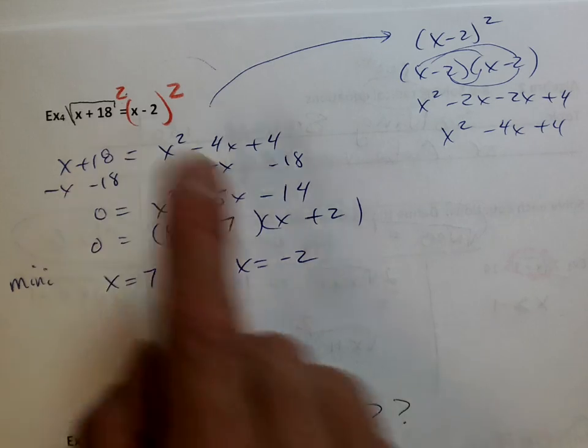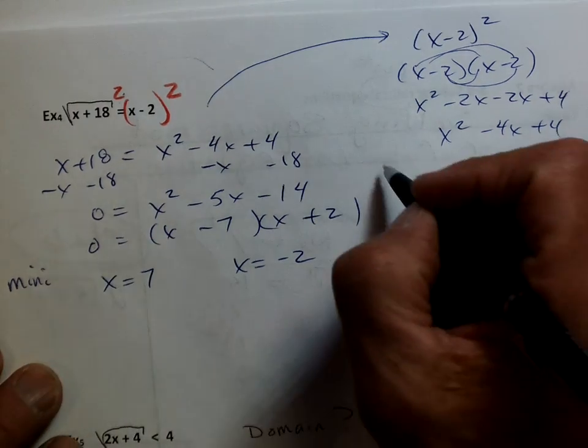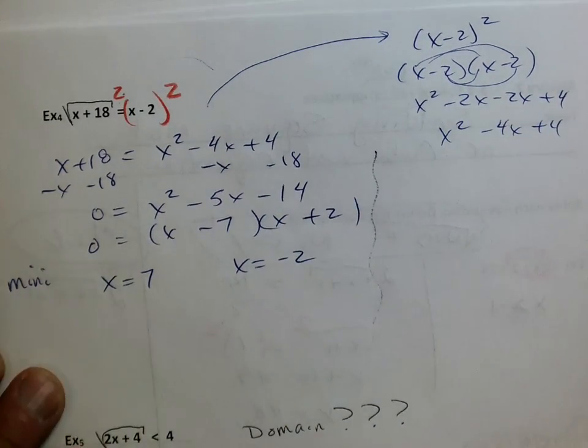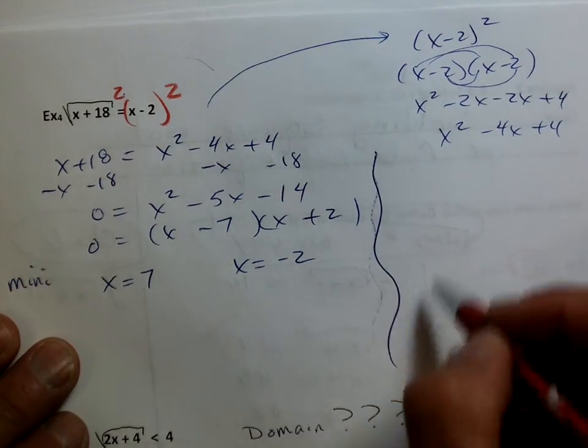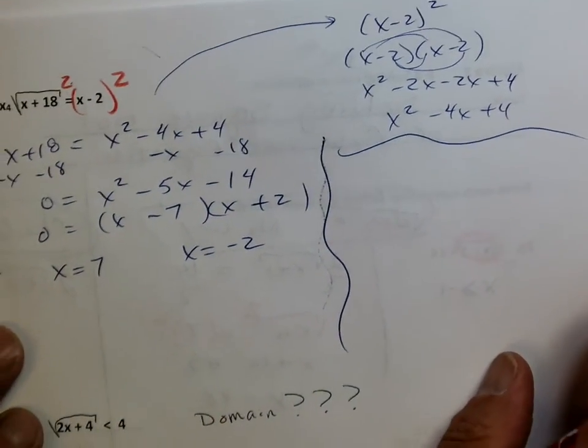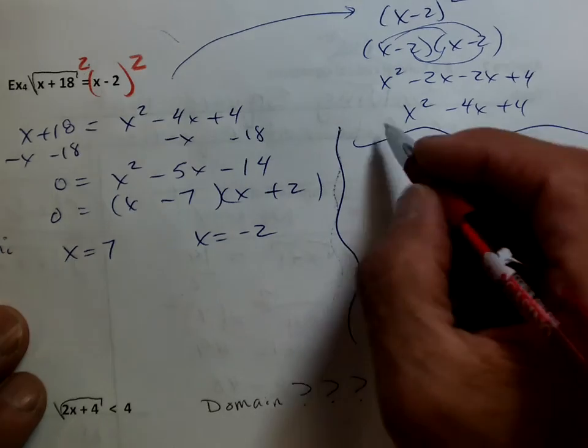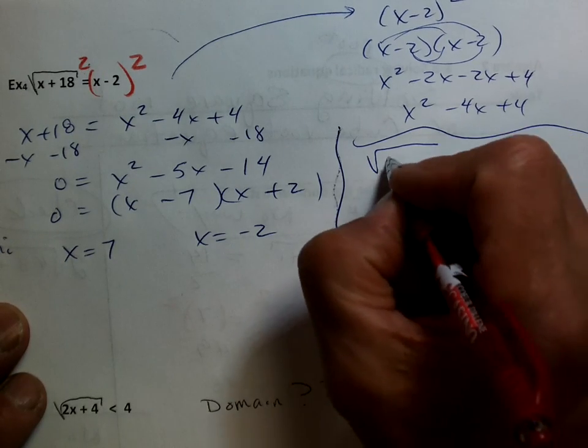right? Let's go back and check it. So, Tammy, let's just say Tammy's right. Could we check it? Sure. Let's prove why Tammy's right. So, we go back to the original, right?